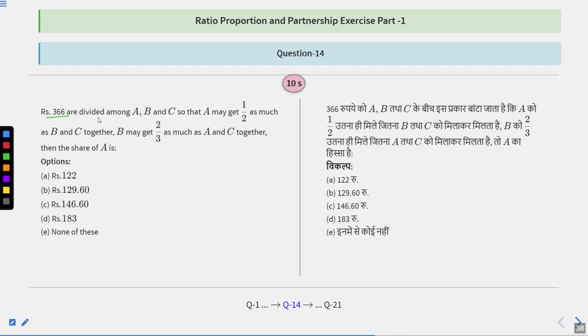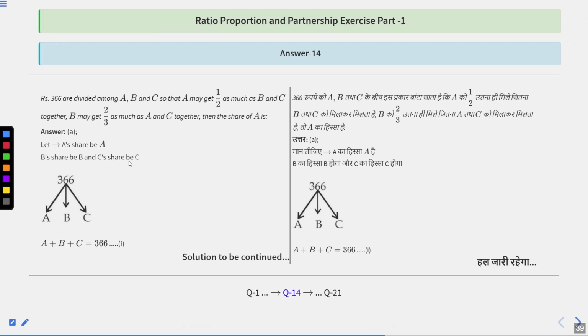Rupees 366 are divided among A, B, and C so that A may get half as much as B and C together. B may get 2/3 as much as A and C together. Then the share of A. You have 5 options and 10 seconds to analyze the question. Your time starts now. Now time's up. Let's see the solution.